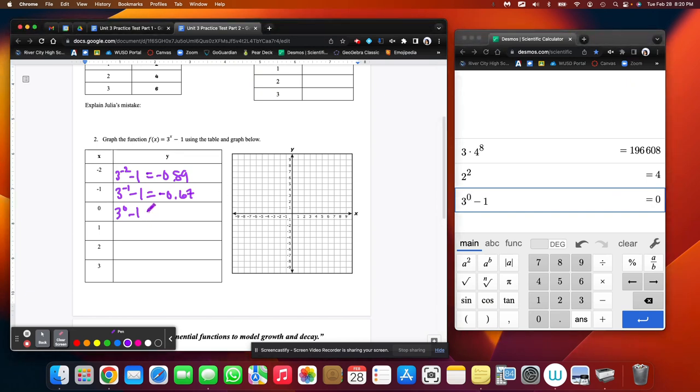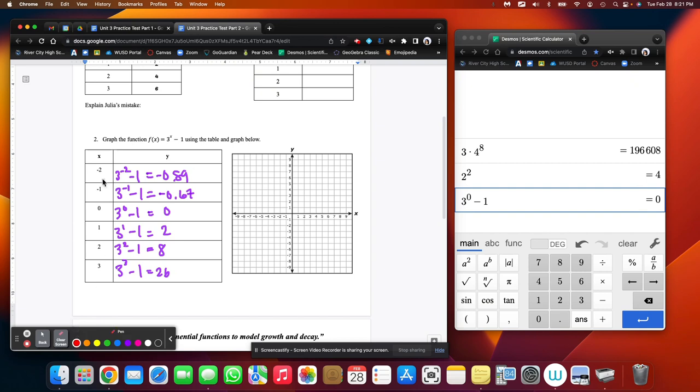That's 0. We're going to plug in 1. So 3 to the first power minus 1. Well, 3 to the first is 3 minus 1. That's going to be 2. These ones I think we can kind of do some mental math. 3 squared minus 1. So 3 squared is 9. 9 minus 1 is 8. And lastly, 3 to the third power minus 1. 3 to the third power, 3 times 3 times 3 is 27, and 27 minus 1 is 26.